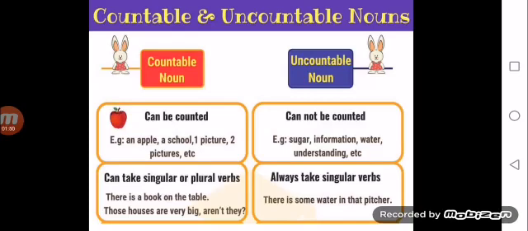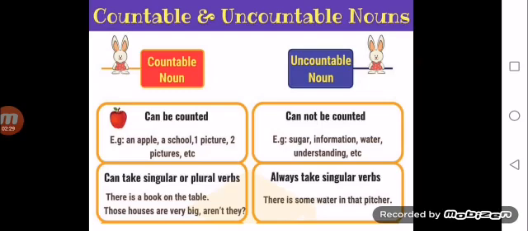Countable nouns are those nouns which can be counted, for example an apple. We can have 1 apple, 2 apples, 3 apples, we can count them easily. A school, 1 picture, 2 pictures and many more. We can easily count them in number. They usually have a singular or a plural verb. For example, there is a book on the table, it's a singular verb. And those houses are very big, aren't they? It's an example of a plural verb.